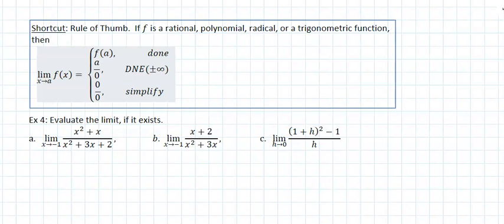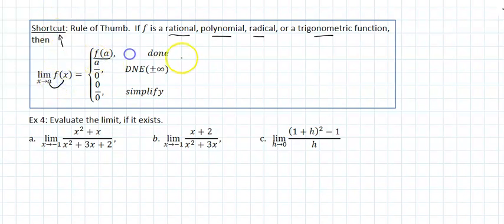So we find a limit by plugging numbers in for values the limit is approaching. There is a shortcut, and it's the shortcut we're going to be using all throughout. So this shortcut is the rule of thumb. If f happens to be a rational function, a polynomial function, a radical function, or a trig function, of course further defined, then if you're taking the limit as x approaches a value of one of these functions, you simply substitute the value in.